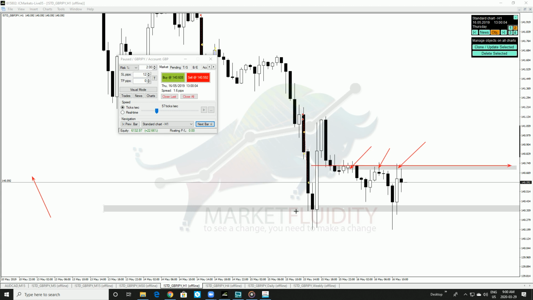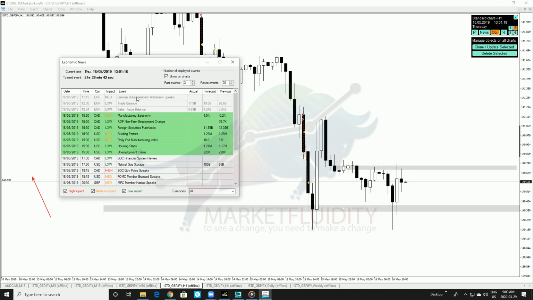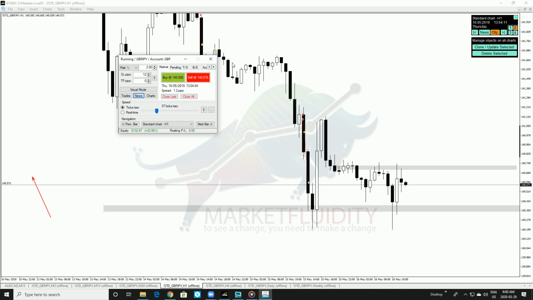This is a resistance. We have a support. How big is this range? This is a 30 pip range. I mean, it gets pretty tricky to trade here. So I'm probably going to wait to see if this range breaks. Let's check the news. There's nothing going on. So yeah, I'm just going to wait to see if something happens.